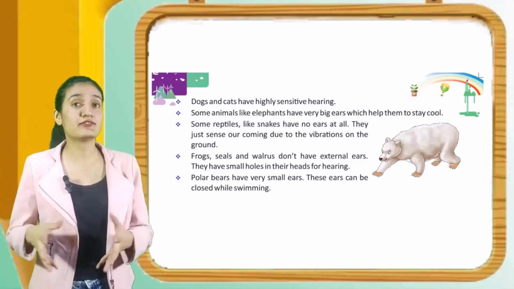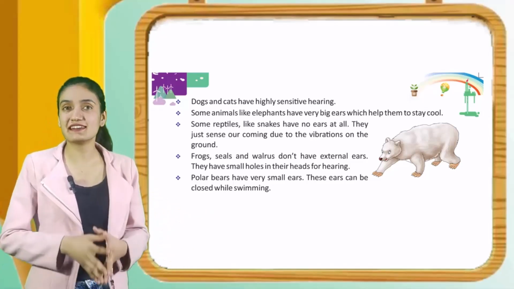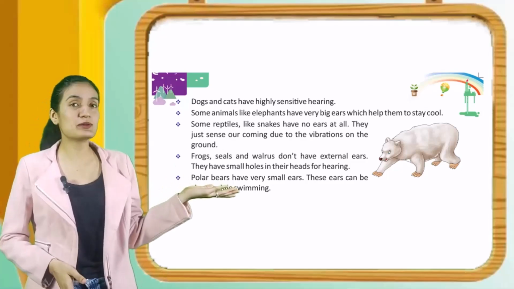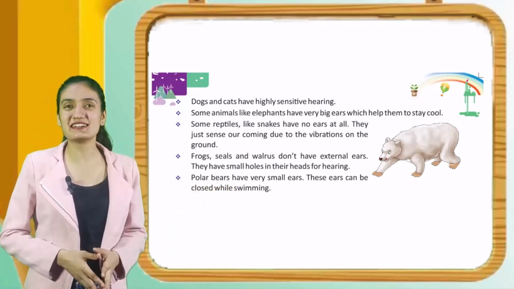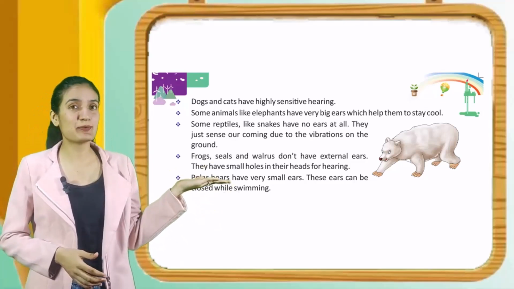Frogs, seals and walrus don't have external ears. They have small holes in their heads for hearing. Polar bears have very small ears. These ears can be closed while swimming. Here you can see a polar bear.